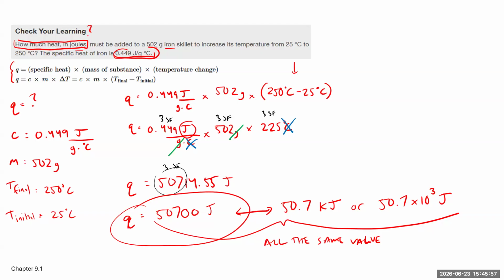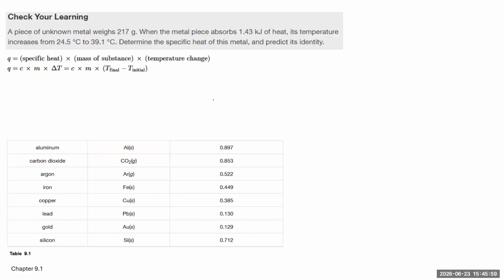All right, let's continue. Another one. A piece of unknown metal weighs 217 grams. When the metal absorbs 1.43 kilojoules of heat, its temperature increases from 24.5 to 39.1. Determine the specific heat of this metal and predict its identity. So let's check that out. Let's do it over here. We can do a little smaller.